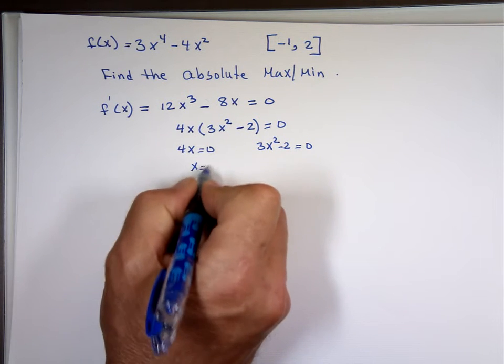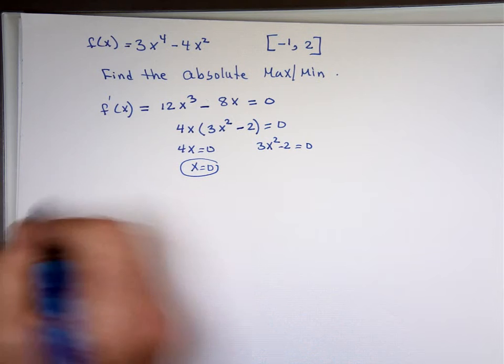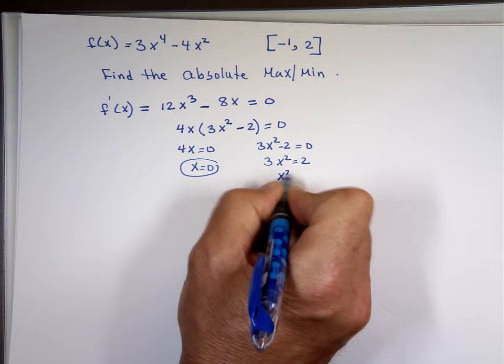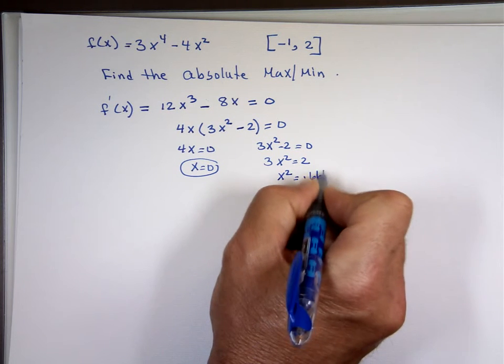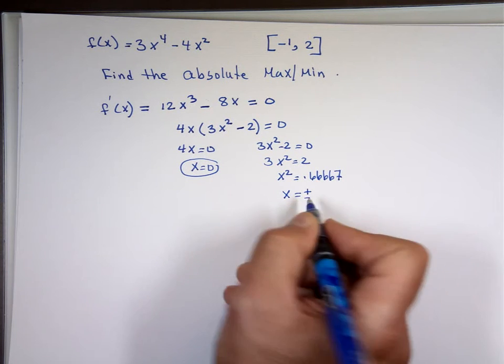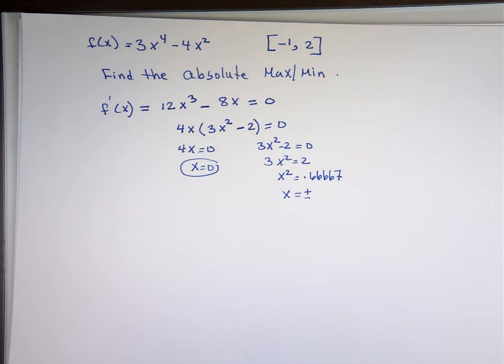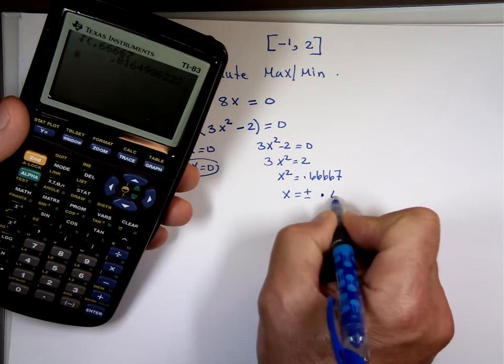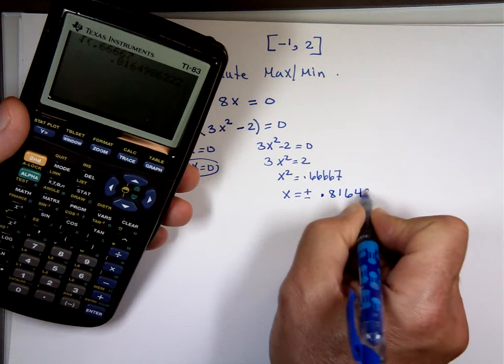X will be 0. 3x squared equals 2. X squared equals 0.6667. X will be plus or minus two values. The square root of 0.66667. Plus or minus what? 0.816499. That's good enough.